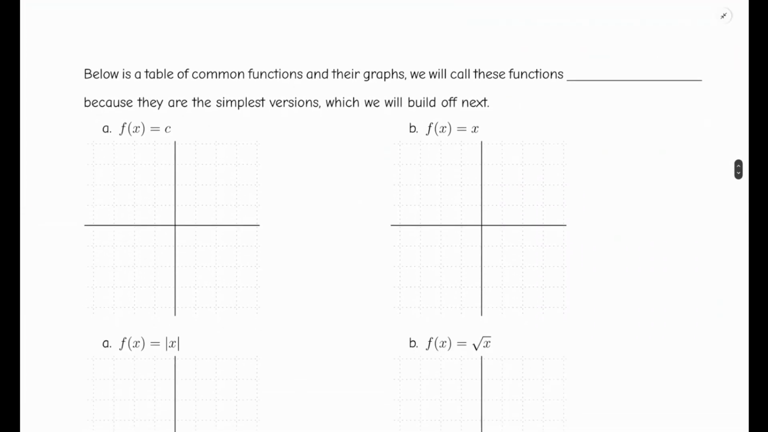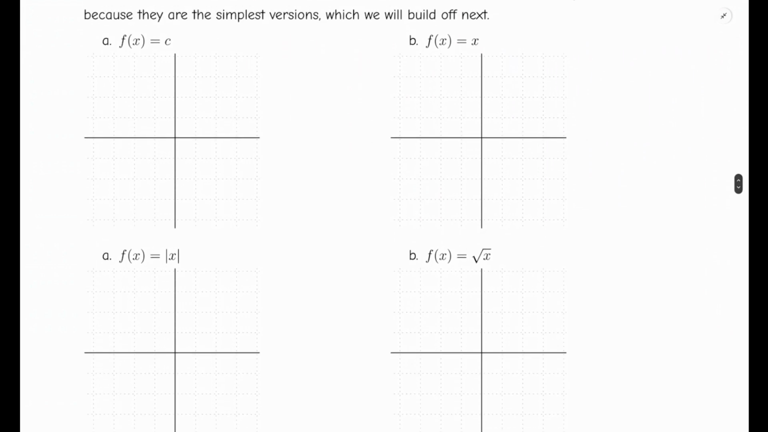Below is the table of common functions and their graphs. We will call these functions parent functions, because they are the simplest versions which we will build off of next. So you can have f(x) equals c, where c is a constant. Well, this would be the same thing as saying y equals c, and we've already talked about this. This is a horizontal line at c.